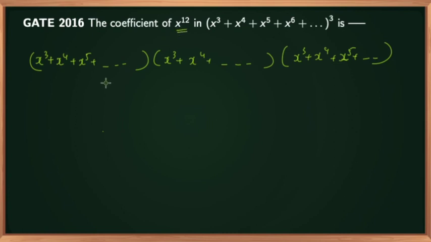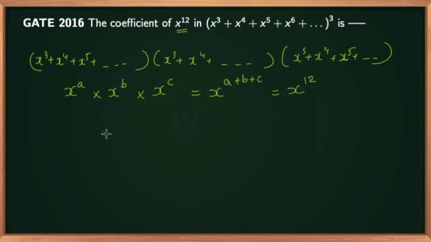So we need to know how many terms will come up with x raised to 12 as power. So suppose I take x raised to a from this set and I multiply x raised to b from this set. A and b need not be unique, it can be same number also. And I take x raised to c from the third set. So this must give me x raised to a plus b plus c, correct? And this should be equal to x raised to 12.